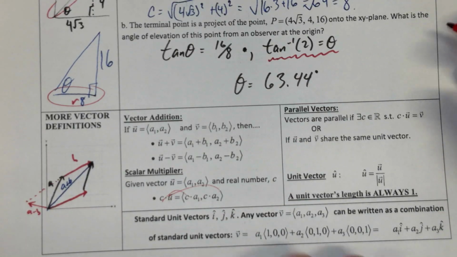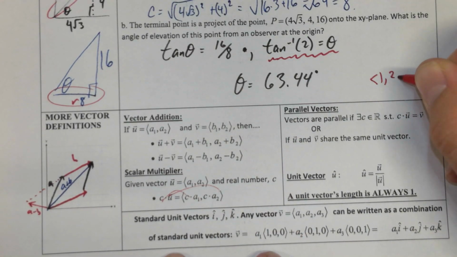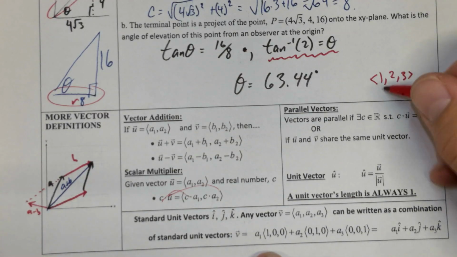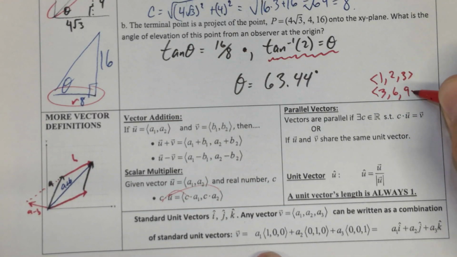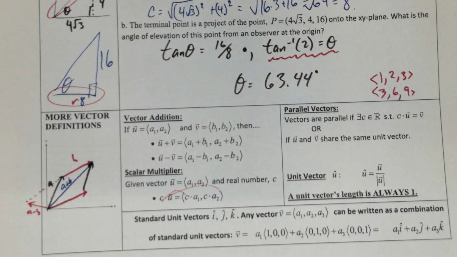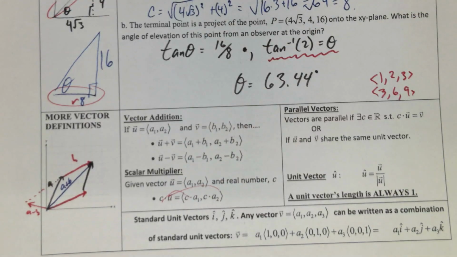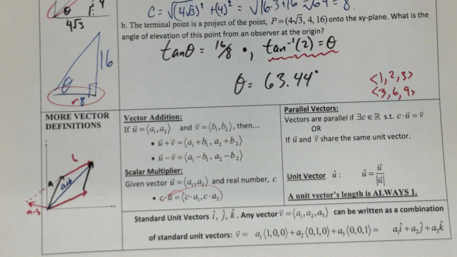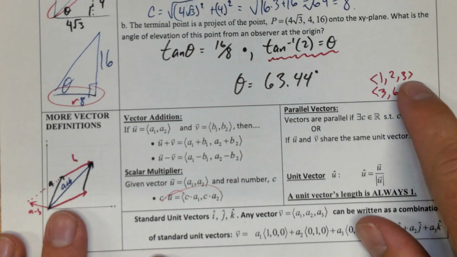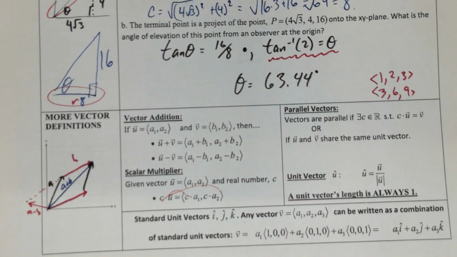Let's think. Two vectors would be parallel if they looked like this: 1, 2, 3, or 3, 6, 9. Right, because they've got the same rise and run. Even though it's 3D, I'll still call it rise and run for the sake of your knowledge. It's still changing at the same rate in each direction.